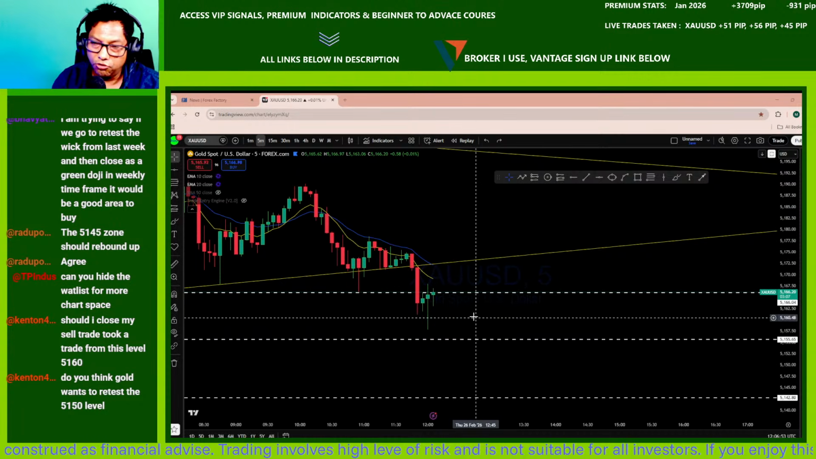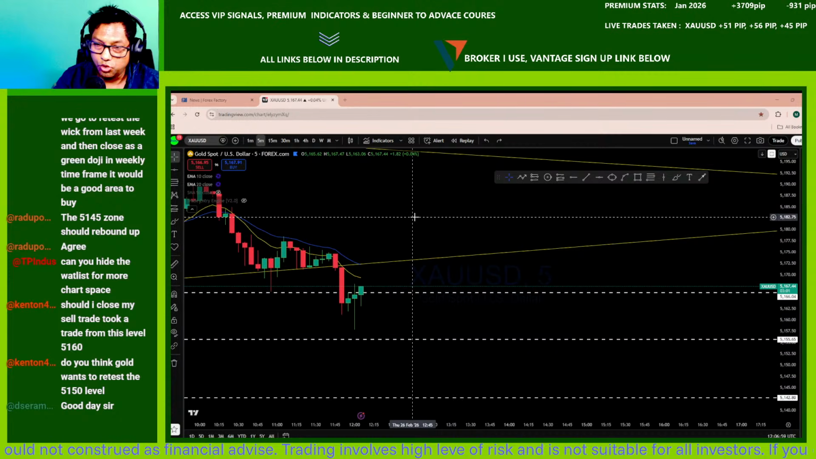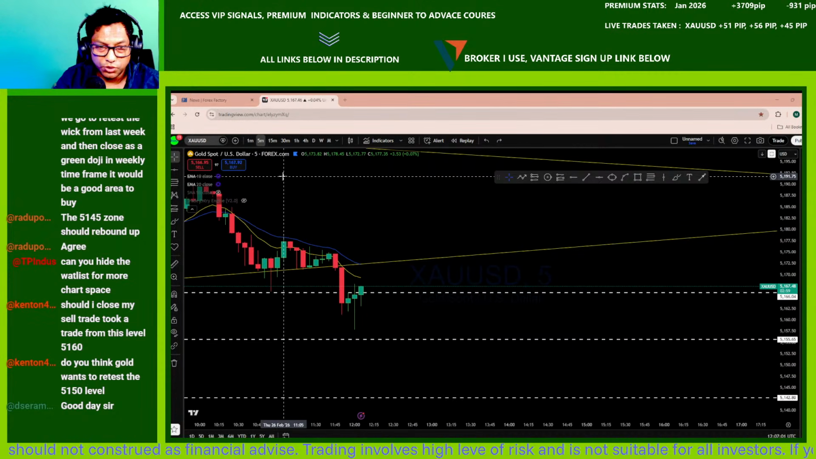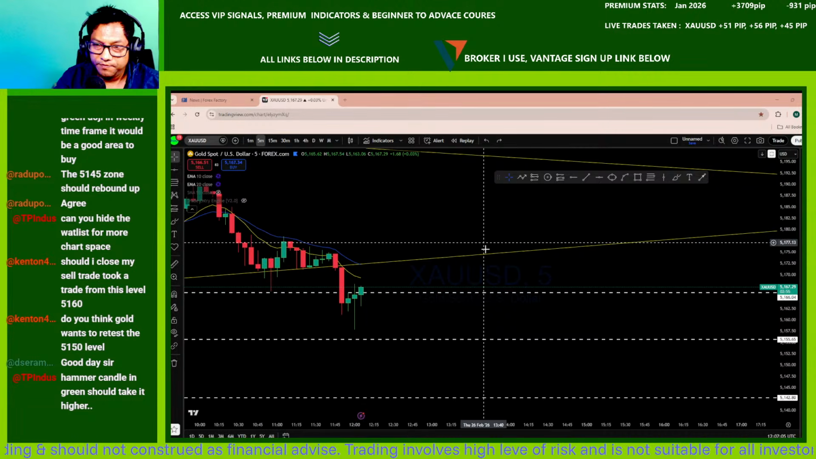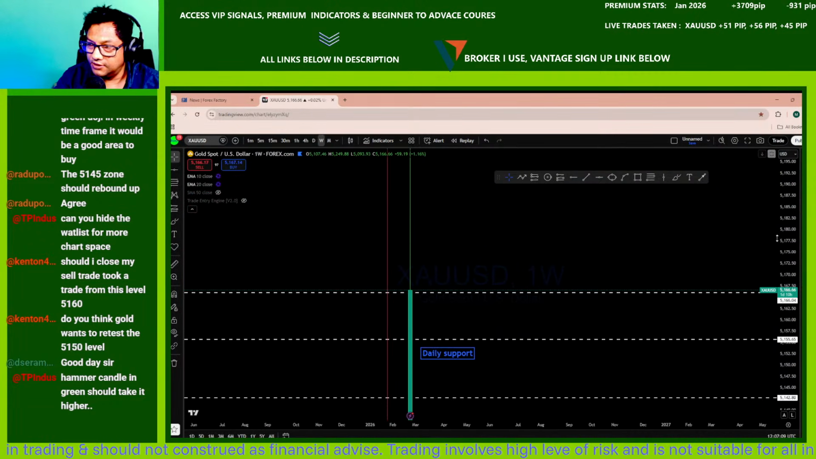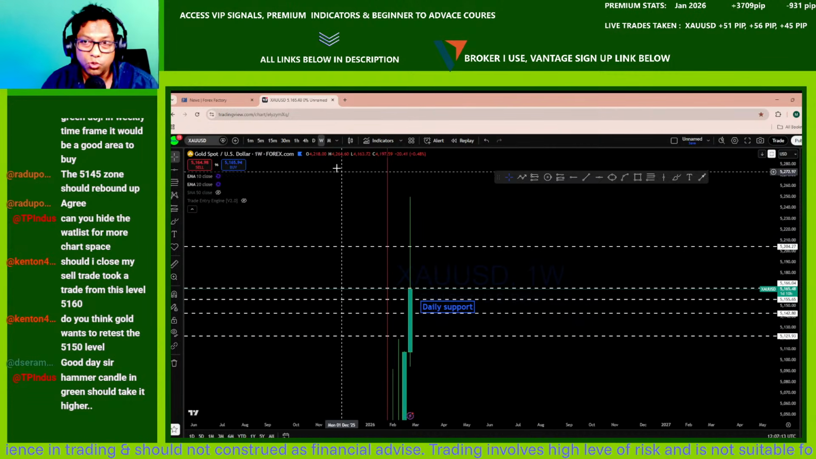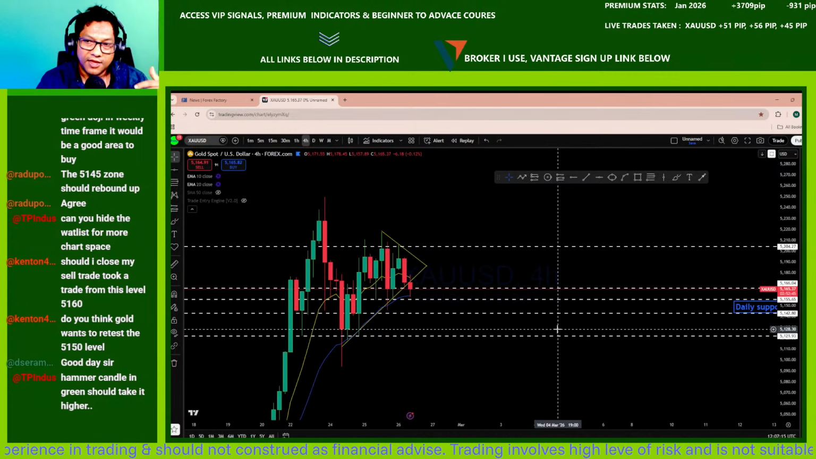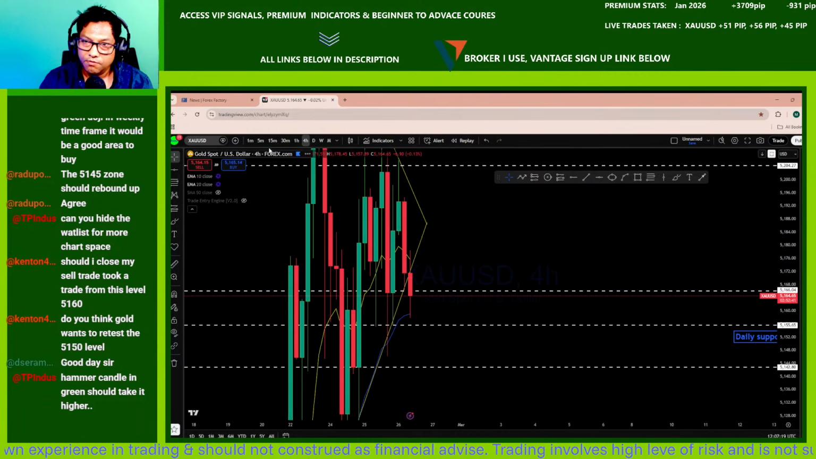Okay, so if you look at here, it's creating a narrow, smaller doji, and that narrow, smaller doji could mean that the market could bounce back. The hammer candle in green should take it higher. Yes, this is what we can see, the hammer candle in green. We can see the market is taking it back towards the upside here, right?